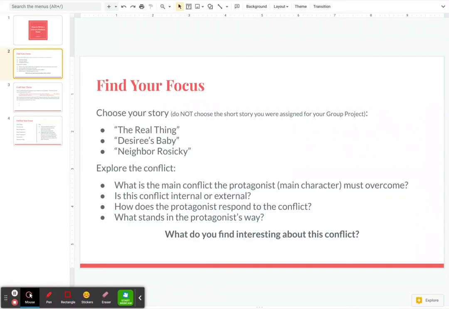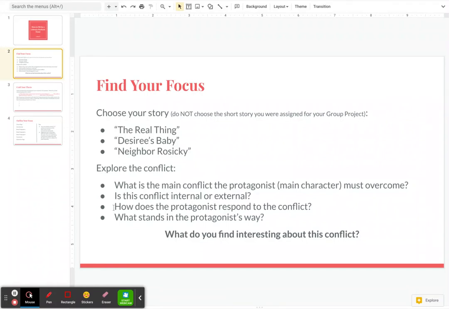After you've chosen your story, focus in on the conflict. So ask yourself these first 4 questions. What is the main conflict the protagonist or the main character must overcome? Is this conflict internal or external? And by that, I mean, is the conflict mainly in the character's head or their conscience or emotions? Or is this conflict with someone outside of themselves or society at large? So, what is causing the conflict?